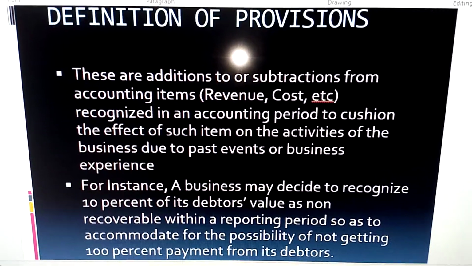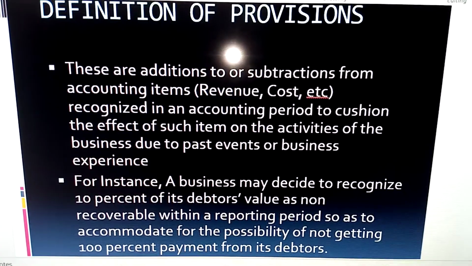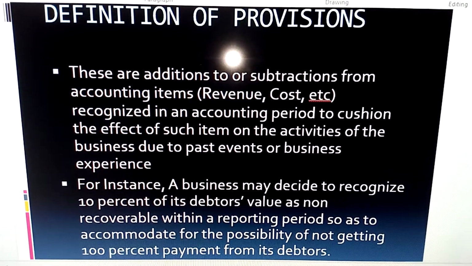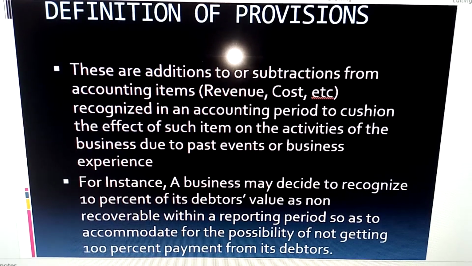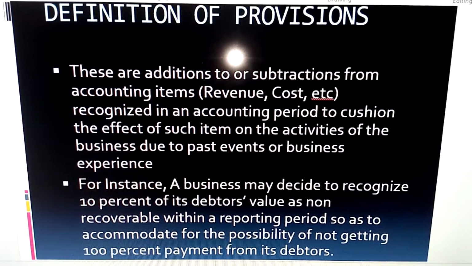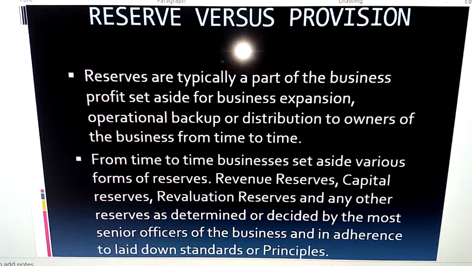Your debtors owing you say 1 million. It's possible they will not pay everything due to past experience. You can accommodate for that shortfall, so that you manage or mitigate the effect on the business. So one of those steps is making provisions. Now, for this study, I want us to quickly look at reserve versus provisions.